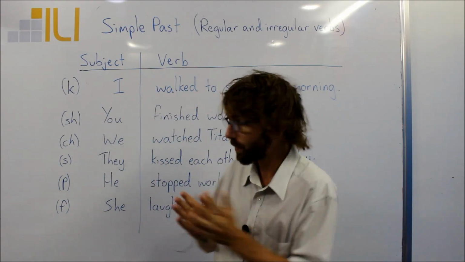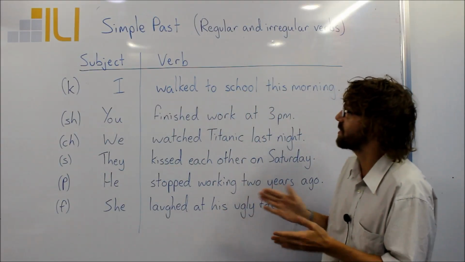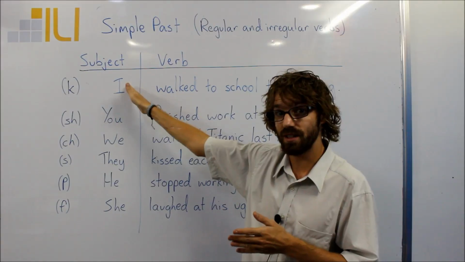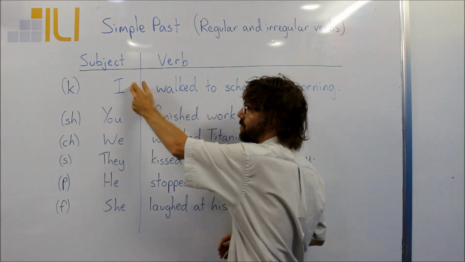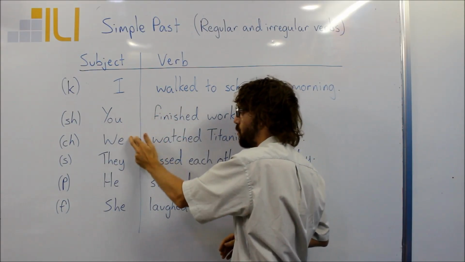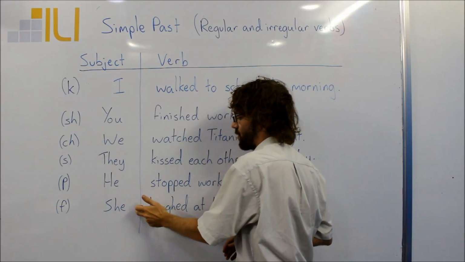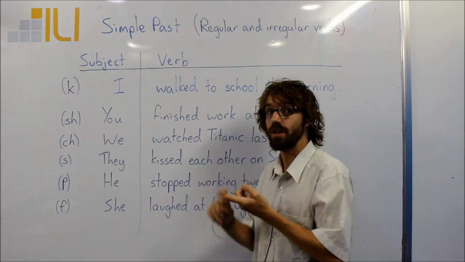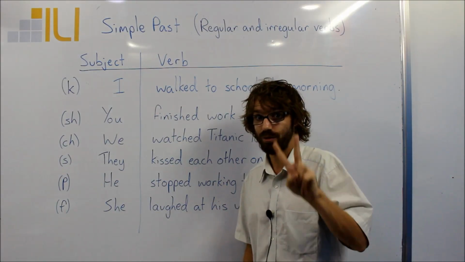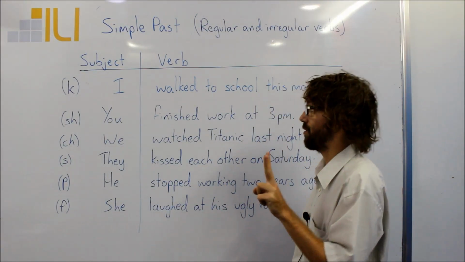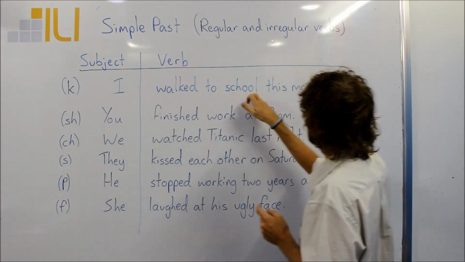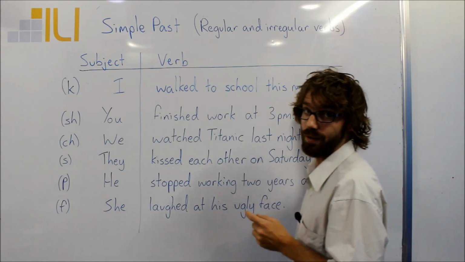Okay, so on the board we have a list of sentences. All right, basic structure. Start with the subject. In this case we're using personal pronouns: I, you, we, they, he or she. And the subject is then followed by the second form of the verb. All right? So, in the first sentence, I walked to school this morning.